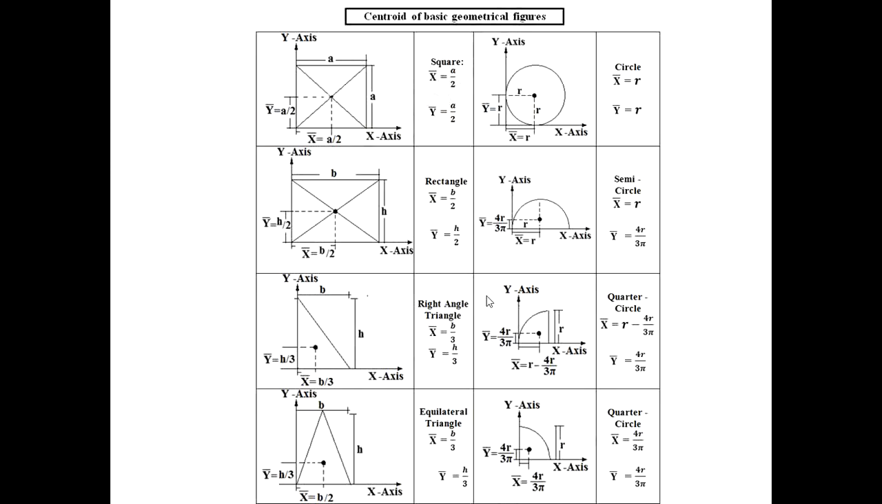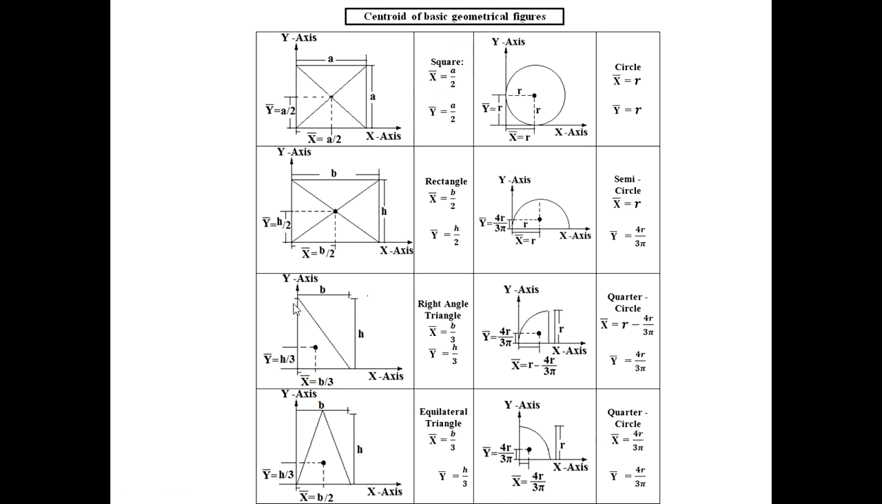These are some basic geometrical figures and their centroids. First is a square. For square, x bar and y bar are both the same, that is a by 2, and this is measured from the left side and bottom side, that is x axis and y axis. Then rectangle, this rectangle having width b and depth h, so x bar is equal to b by 2 and y bar is equal to h by 2.